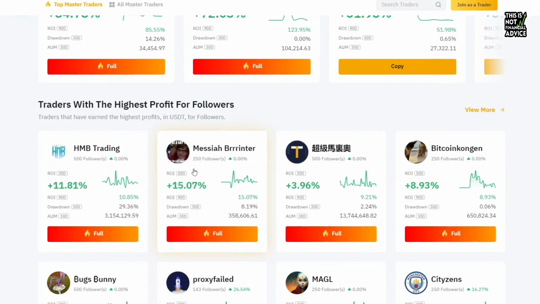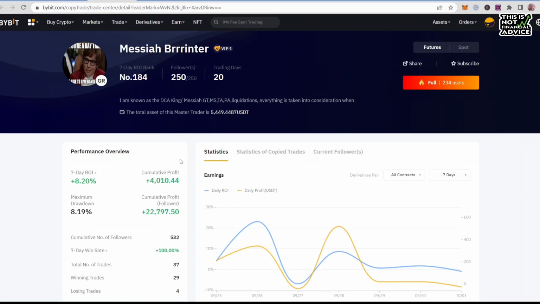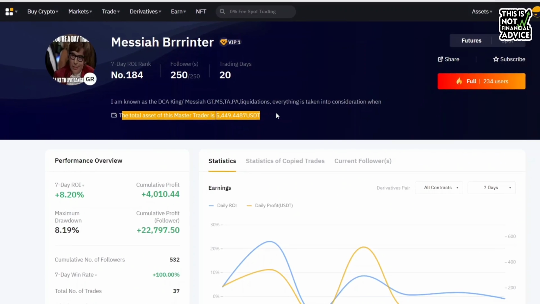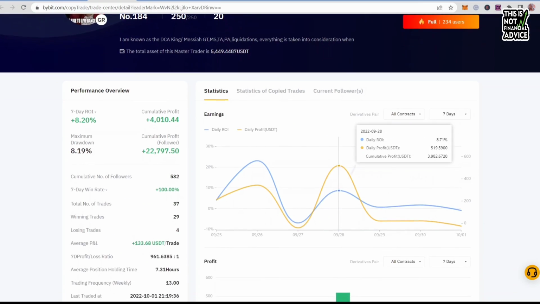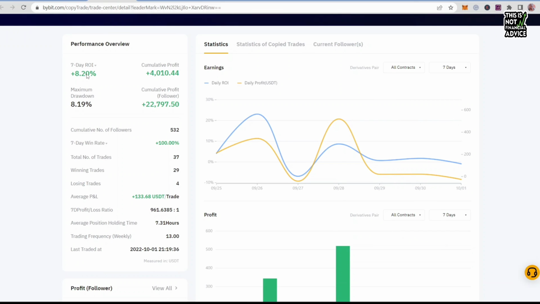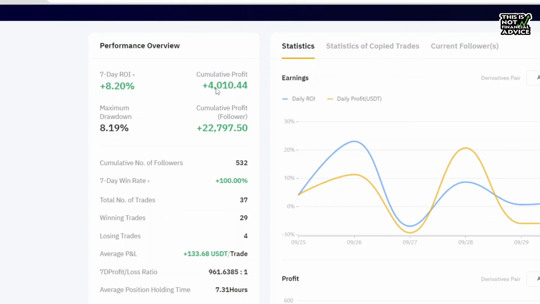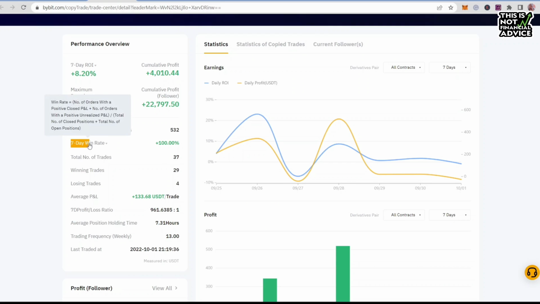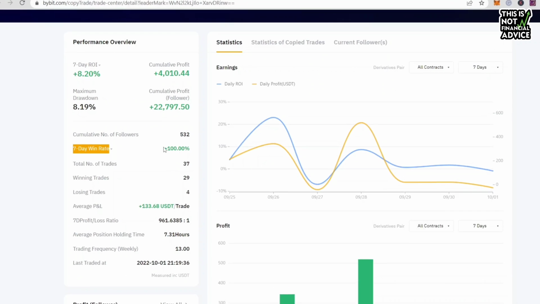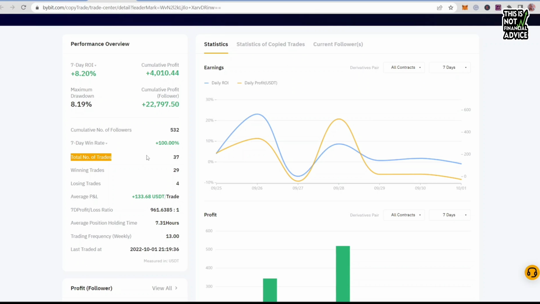Now when I click on this master trader Messiah Benita, you'll be able to see all his data and information, and from what you can see, his total asset is 5,499 USDT. And when you scroll down, you'll be able to see the 7-day return on investment, which is 8%, and a cumulative profit of $4,000. And when you look at his 7-day win rate, you'll be able to see that it is 100%. And you can see that he has a total trade of 37 trades, and out of the 37 trades he won 29 trades and also lost 4 trades.